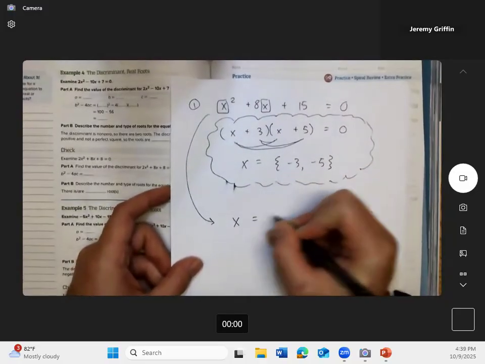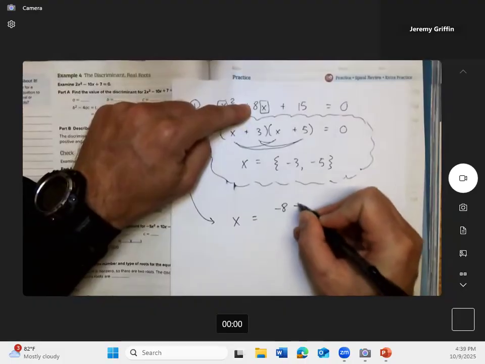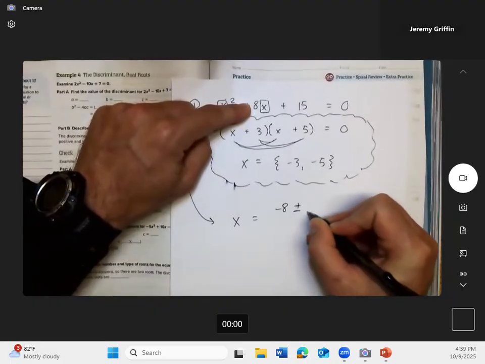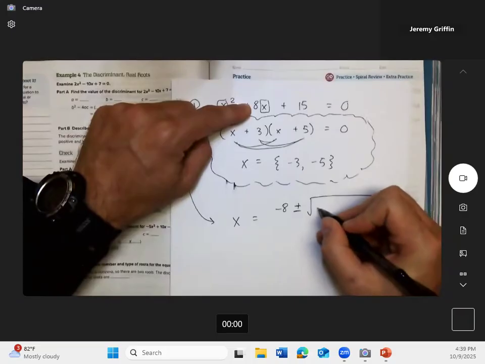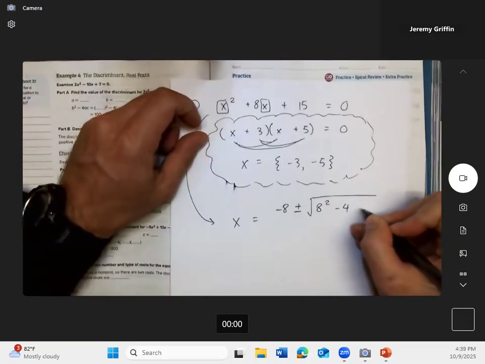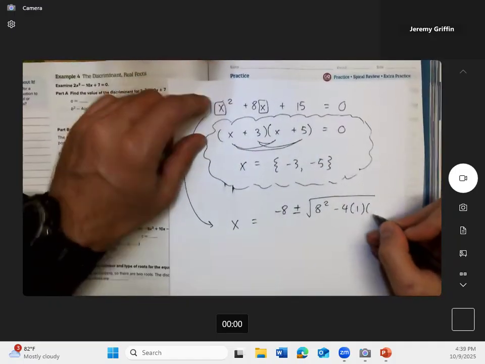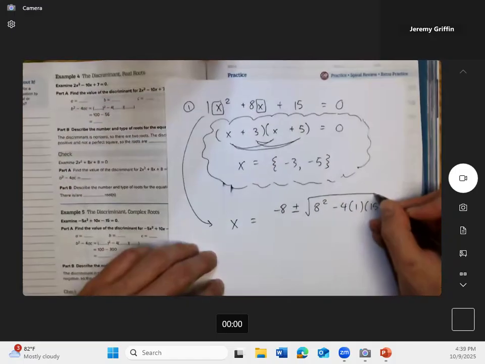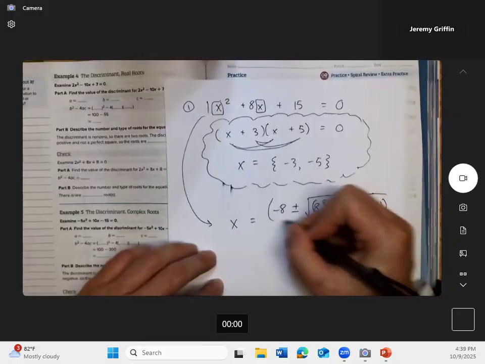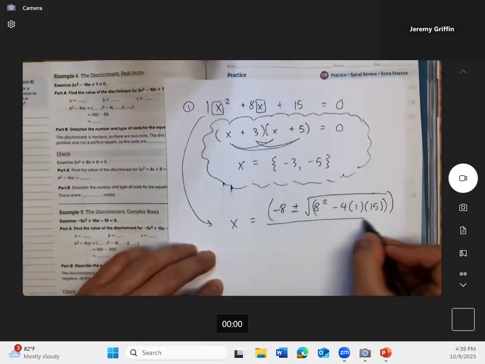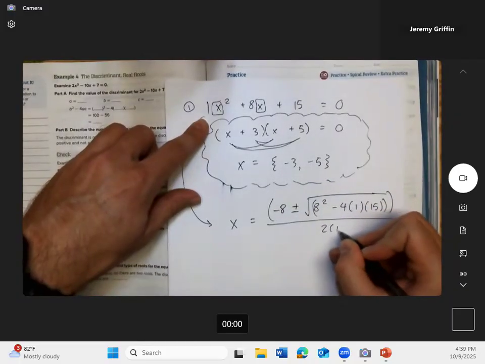So x equals negative b plus or minus the square root of b squared minus 4 times a. Now a is 1. Isn't there a 1 right here? And then c is 15. This is all under the radical. This is all in the numerator. And then all divided by 2a.